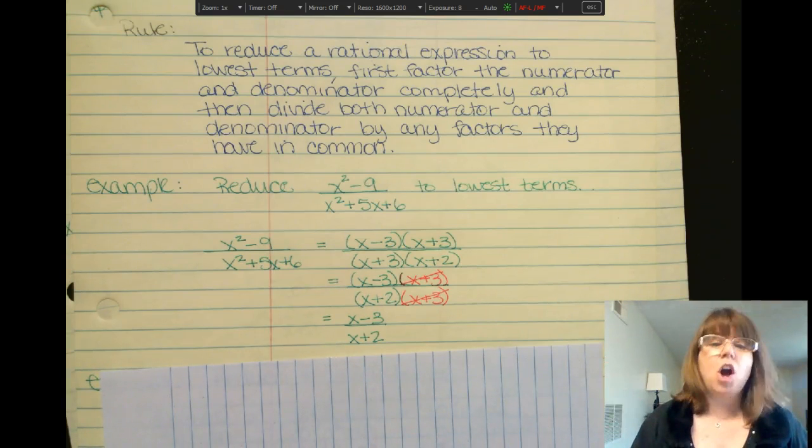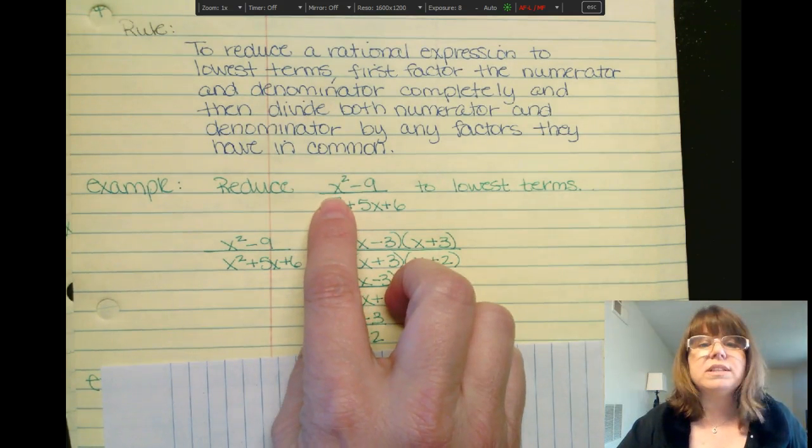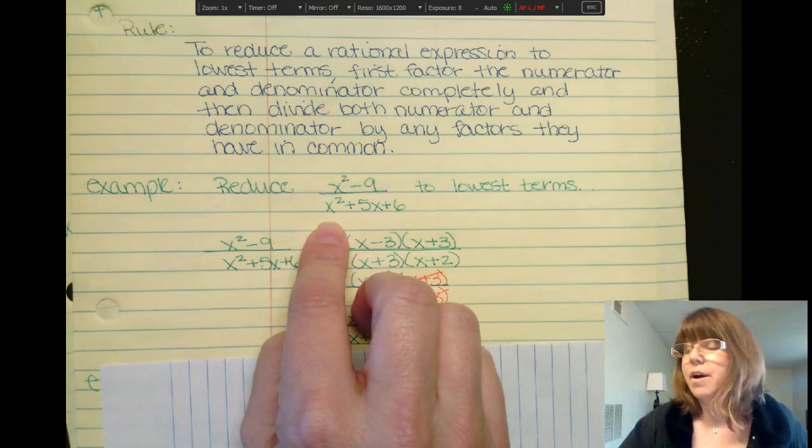Here's a very common mistake. What will happen is that you'll see, oh, this has an x squared, and this has an x squared, so I'll just cancel that out. No.